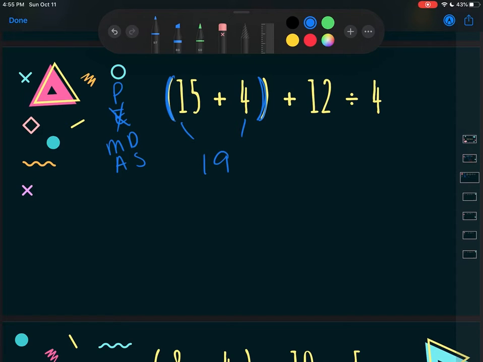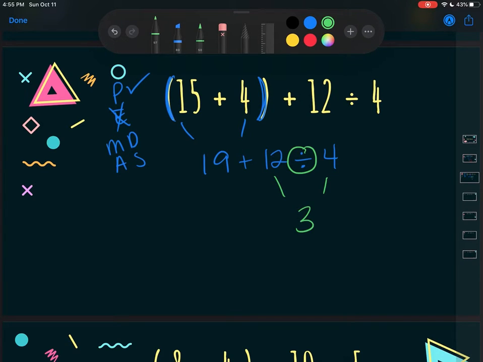So 15 plus 4 is 19. So then I've got 19 plus 12 divided by 4. I have to bring the rest of my problem down, right? All right, so now I'm done with my parentheses. My next step would be to multiply and divide from left to right. Well, I only have division. I've got division right here, so I need to do that division problem before I do any addition or subtraction. So I'll do 12 divided by 4 next.